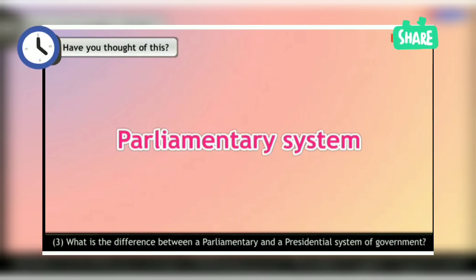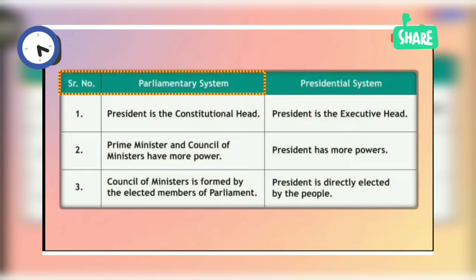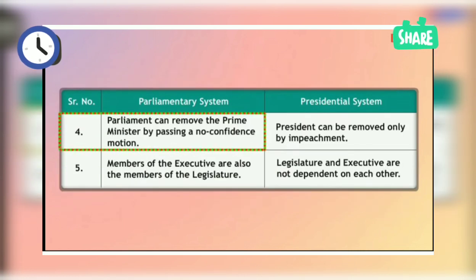What is the difference between the parliamentary and presidential systems of government? It is very important to know the difference between the two, so let's take it one by one. The president is a constitutional head. Constitutional means whatever is written in the book is in the hand of the president. The prime minister and council of ministers have more power as compared to the president. The council of ministers is formed by elected members of parliament. We have the parliament of Lok Sabha and Rajya Sabha, and we appoint them and select a council of ministers.